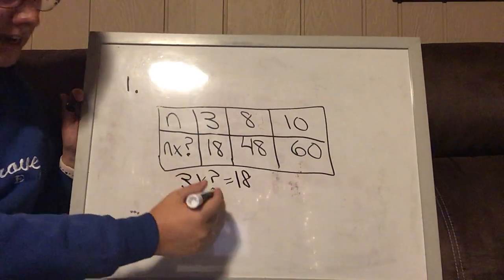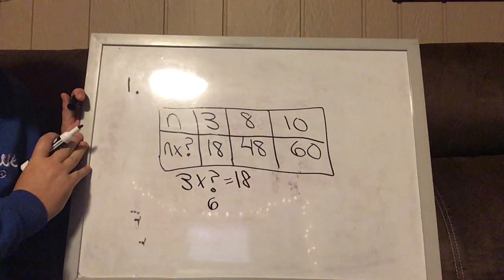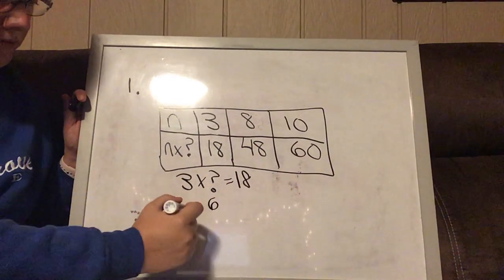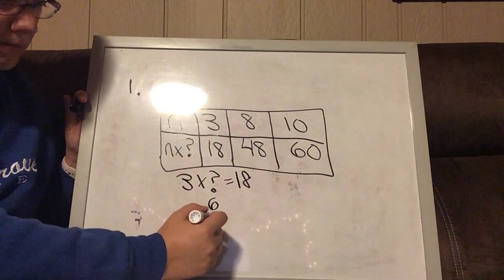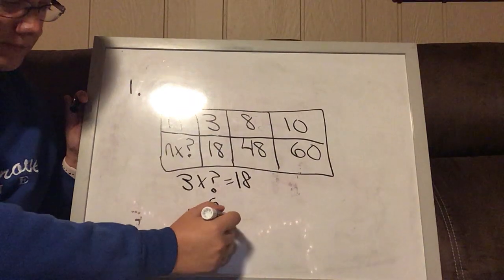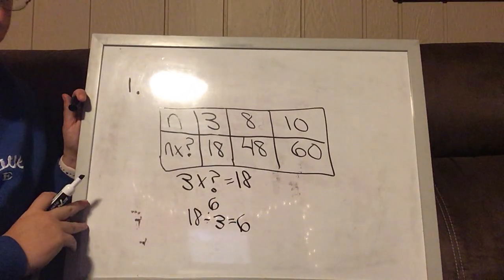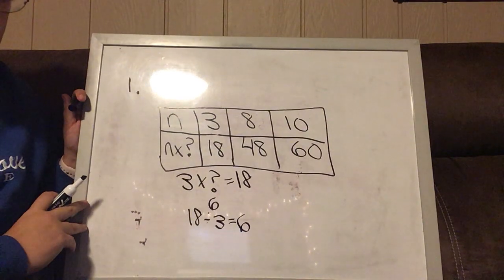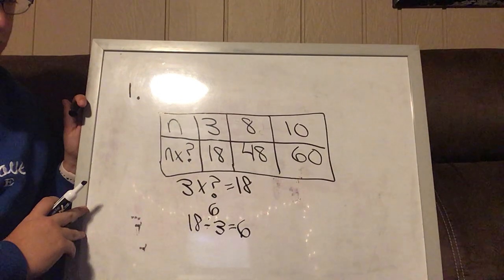So 3 times 6 equals 18. You could have also done 18 divided by 3 equals 6 to help you solve there. We know that multiplication and division are partners, so we use the opposite computation there to solve.